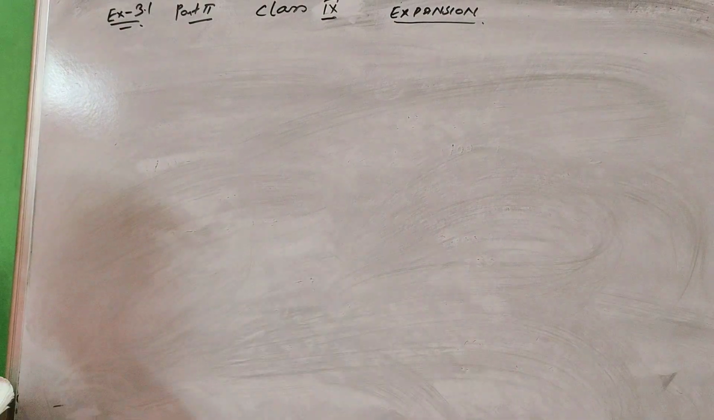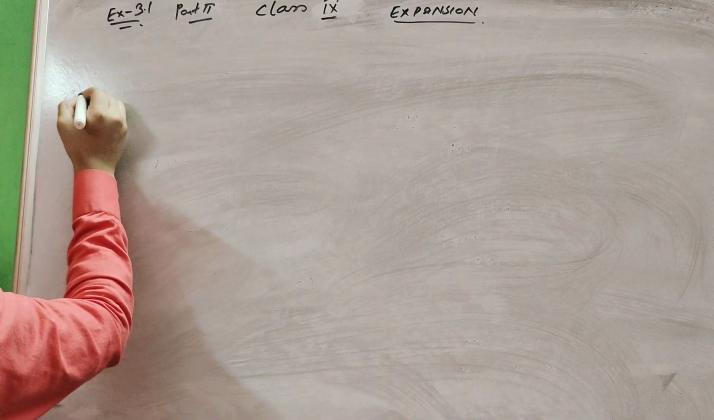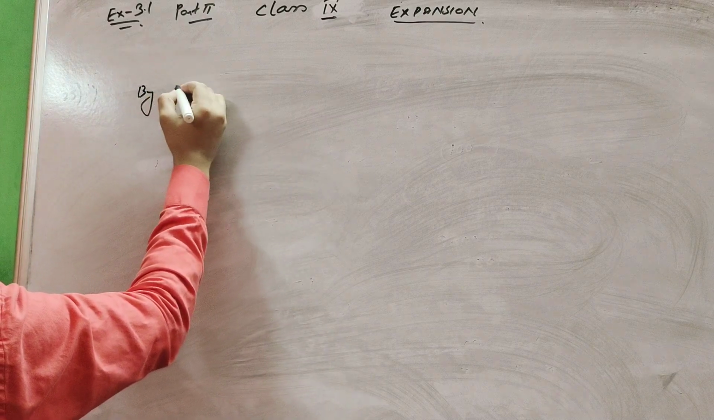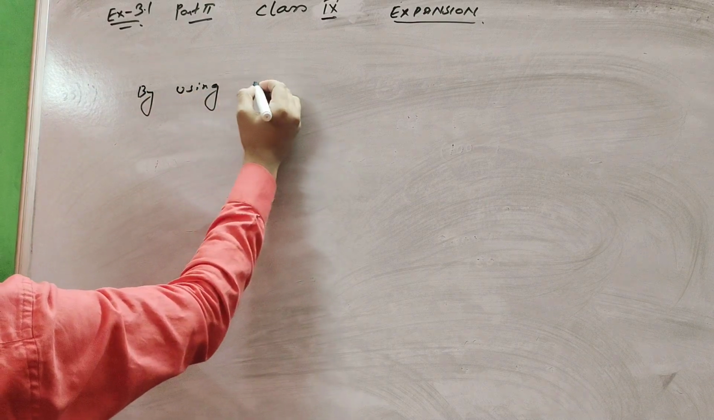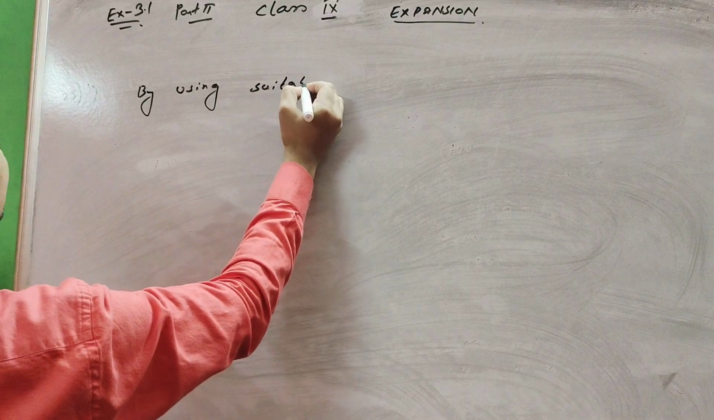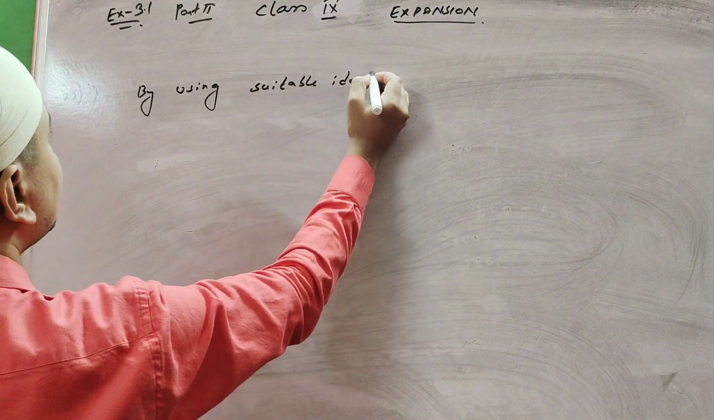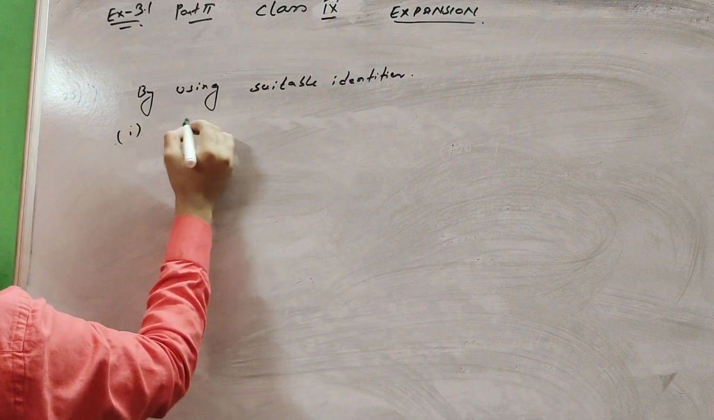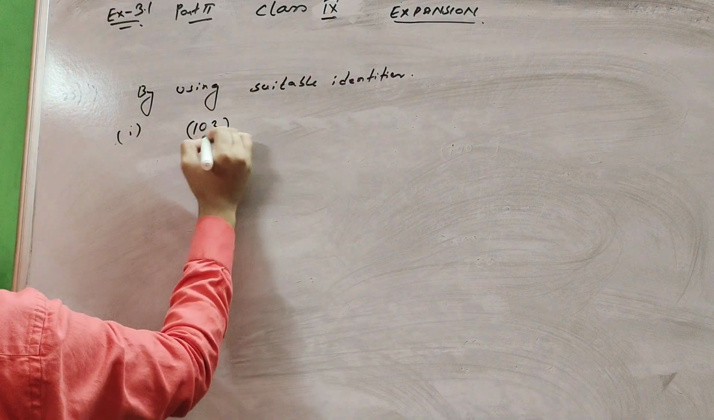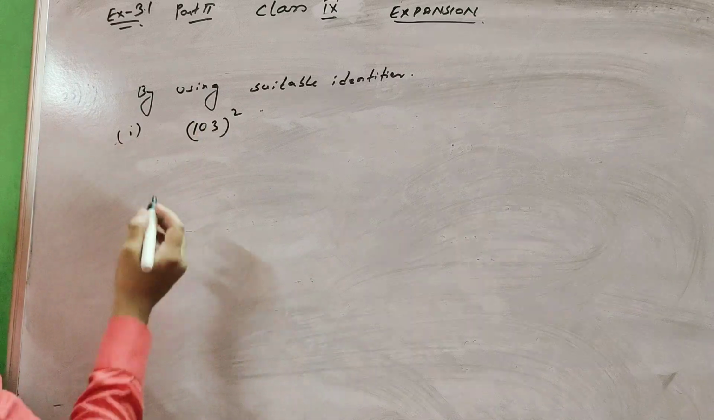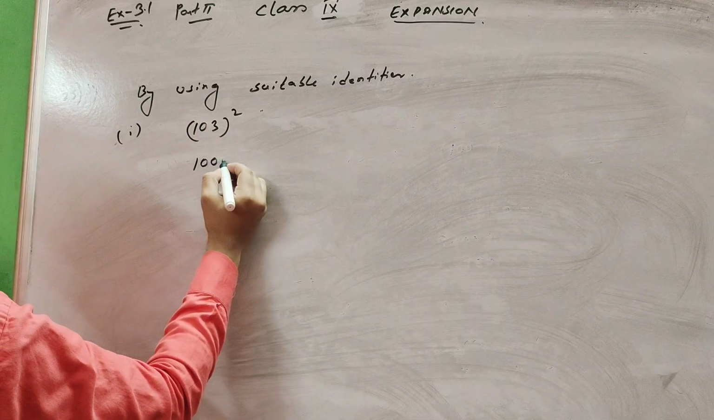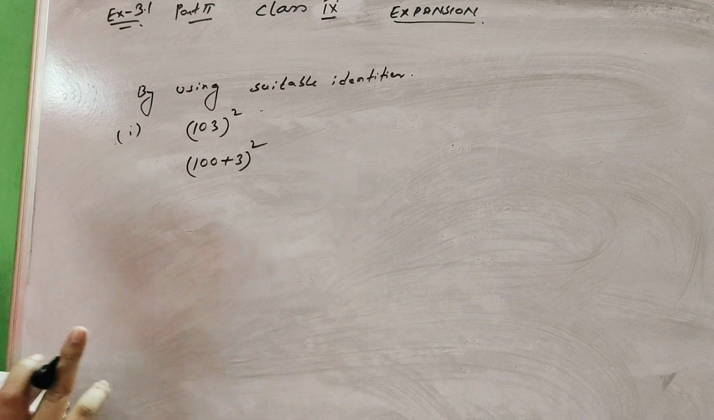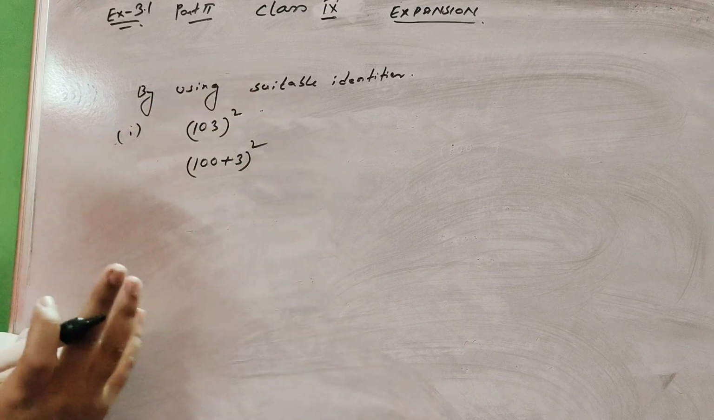Okay, in question number 25, part 1, write using suitable identities. Number 1, using 103 whole cube. So 103 whole cube, that is what? (100 plus 3) whole cube. Done. Identities, that is, we are using the formula.